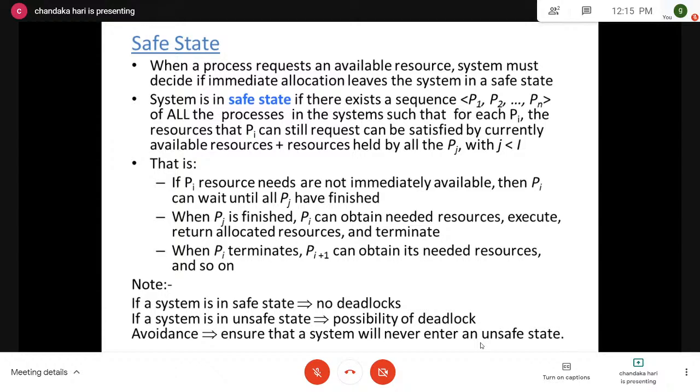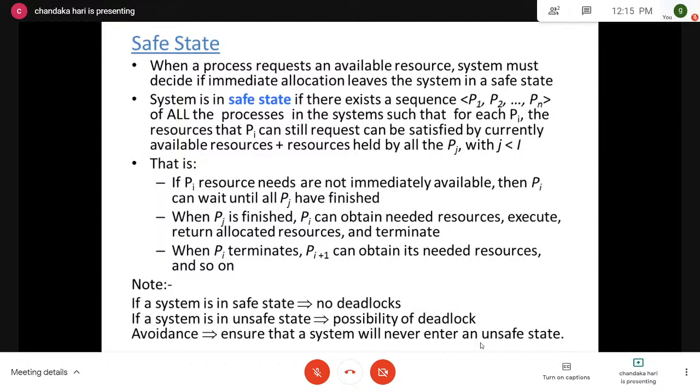That's why you need to decide, whenever a process is requesting a particular resource, whether to allocate it immediately or not. In case you allocate it immediately, the system should be in a safe state. If it is not in a safe state, please don't try to allocate it. Now, what do I mean by safe state?